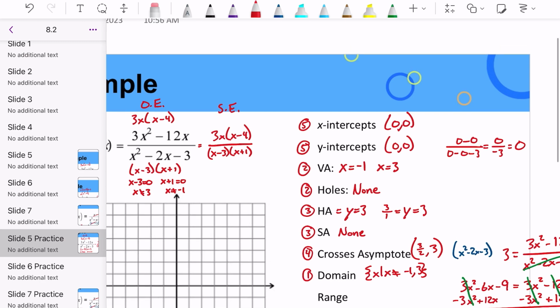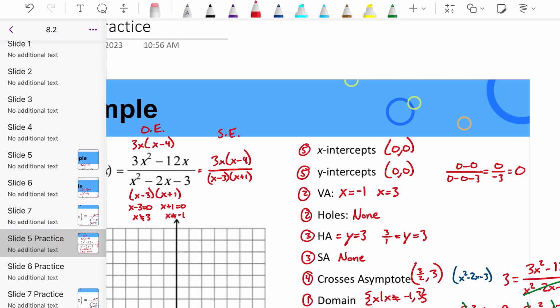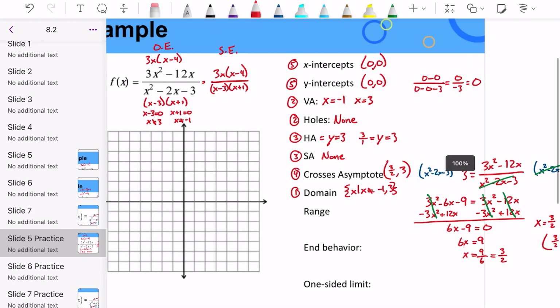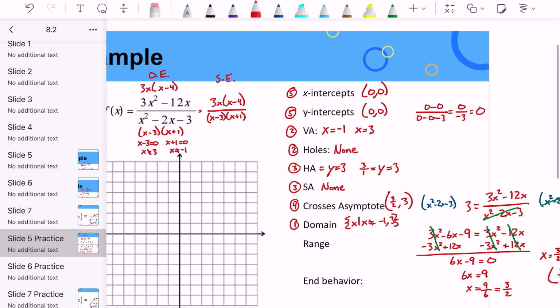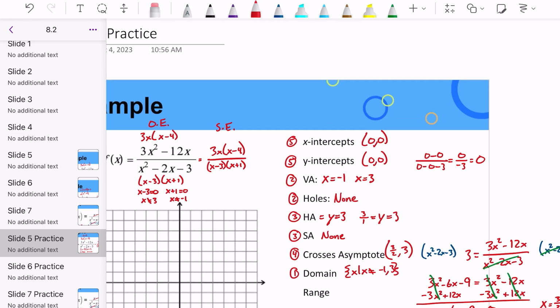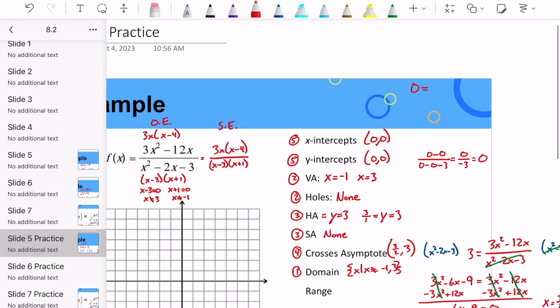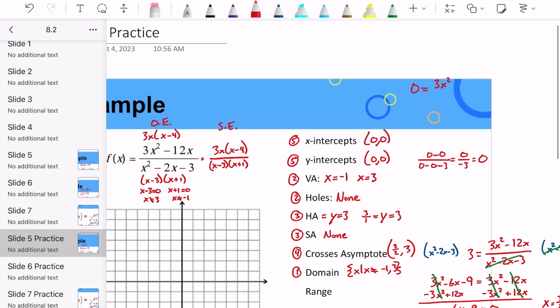In order to determine the x-intercept, remember we will set our y equal to 0. Now, as we did that before, in this problem we set it equal to 3 before. But in this case, for the x-intercept, we would set it equal to 0. So we would go ahead and say 0 is equal to 3x squared. Or we can even use the simplified equation, 3x times x minus 4 over x minus 3, x plus 1.